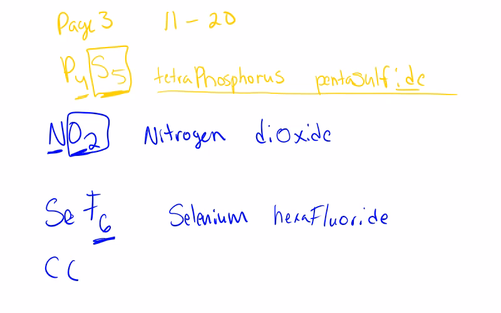One more that's not on your paper. Let's go ahead and do CO. We know that that is carbon monoxide. So you notice how when there is only one oxygen, if it's the second element, it's going to get the mono. The first element never gets mono.